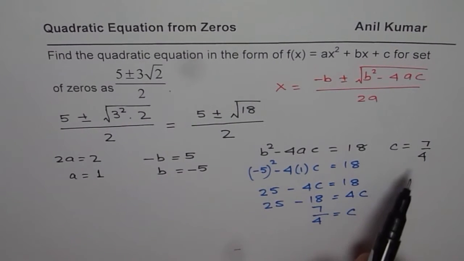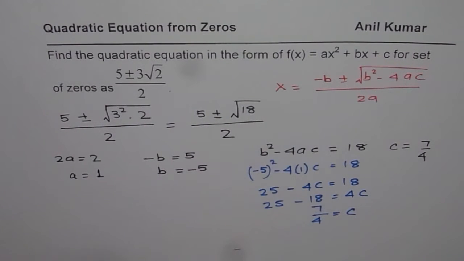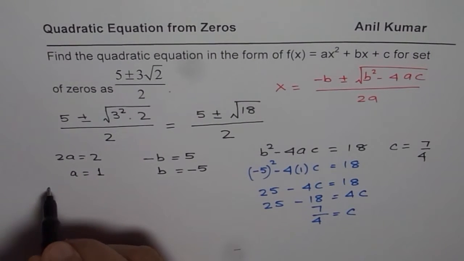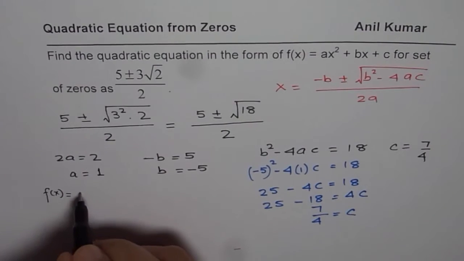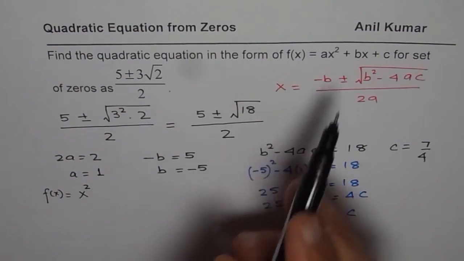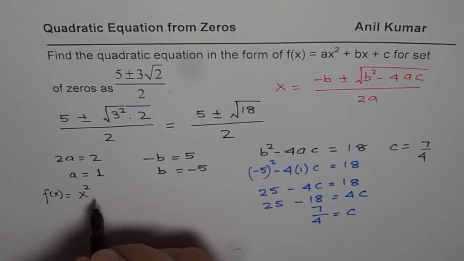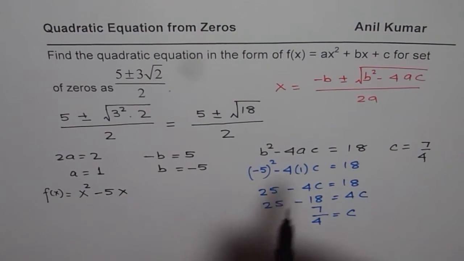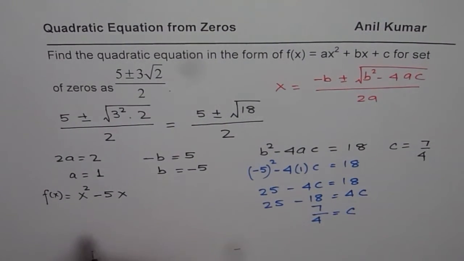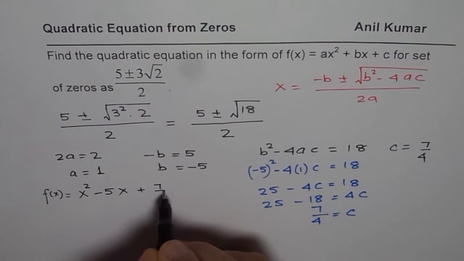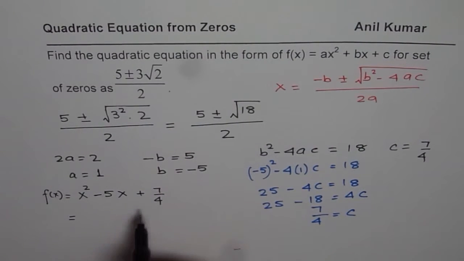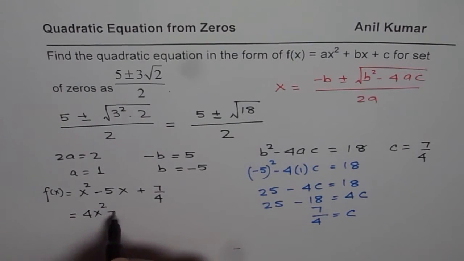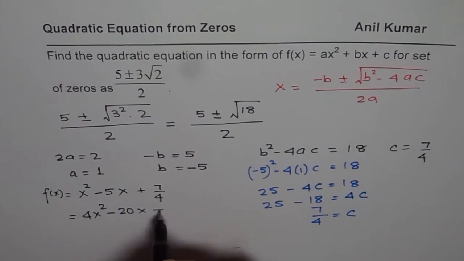Once we find the values of a, b and c, we can write the function in standard form. So we now have the function f of x equals ax squared, a is 1, so 1x squared is x squared, plus bx, b is minus 5, minus 5x, plus c, c is 7 over 4. So we get plus 7 over 4. Now this equation should be written in standard form without fraction. So let's multiply everything by 4. So we get 4x squared minus 20x plus 7.